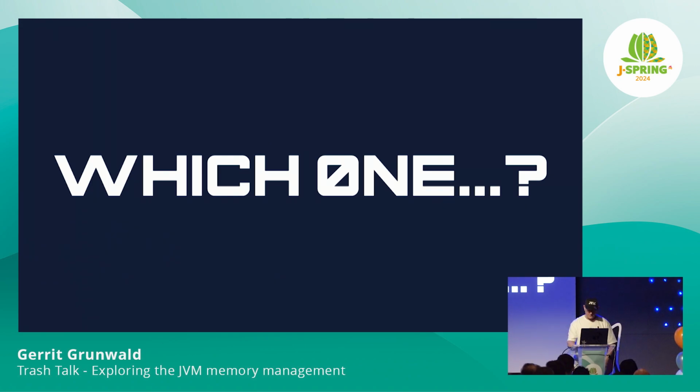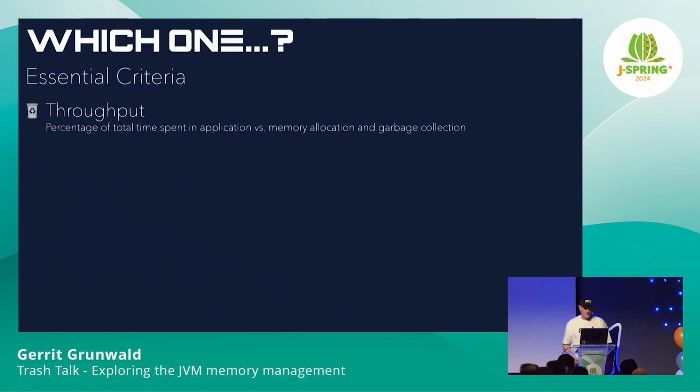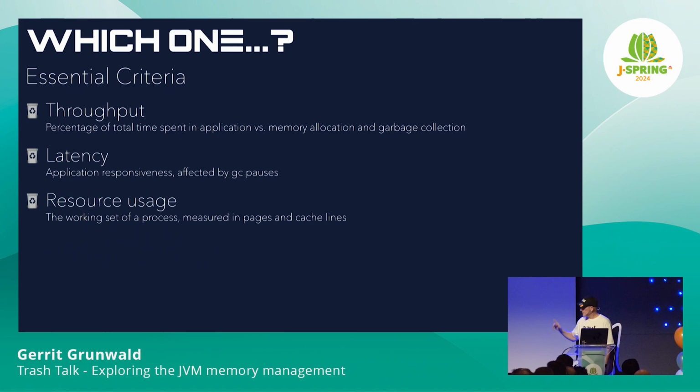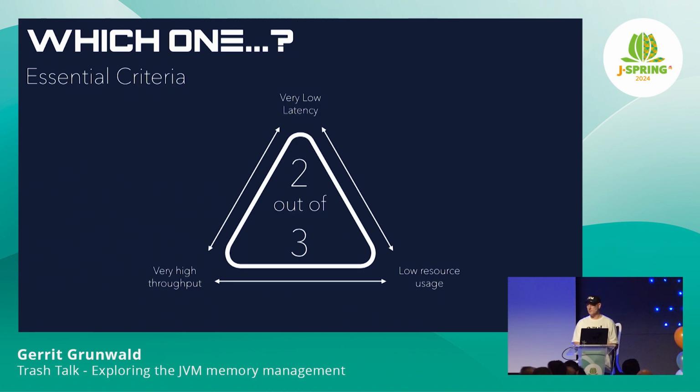We have all these different ones. And we have three essential criteria here. First of all, if you aim for throughput, right, the time that you spend in application versus time you spend in garbage collection, then there's latency, right? That's the responsiveness of your application, affected by GC pauses, and we have resource usage. So this is how much memory do I need for the garbage collector and so on. So it's good that it's only three criteria. The bad part is it's 2 out of 3.